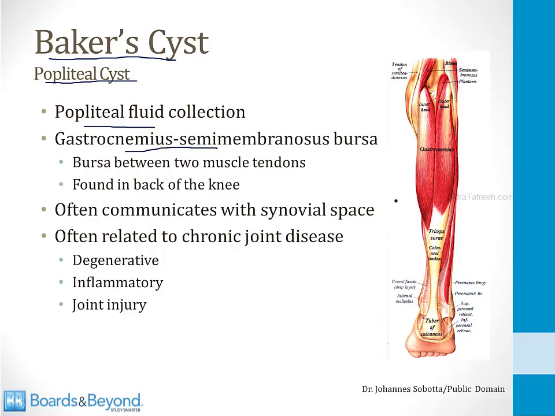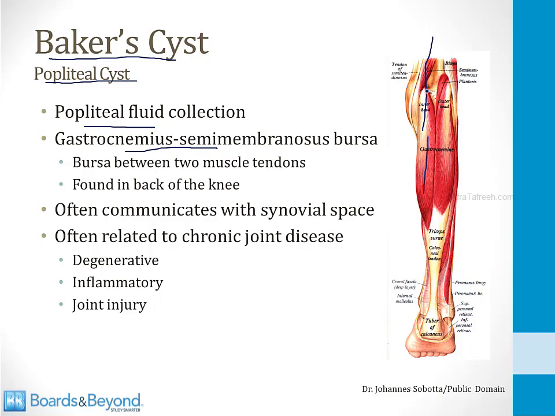If you look at this picture on the right side of the screen here, the gastrocnemius is in the lower leg, the semimembranosus is in the upper leg. They both have tendons that insert in the back of the knee, and there is a bursa found there called the gastrocnemius semimembranosus bursa. And if it fills with fluid, that's what causes a Baker's cyst.